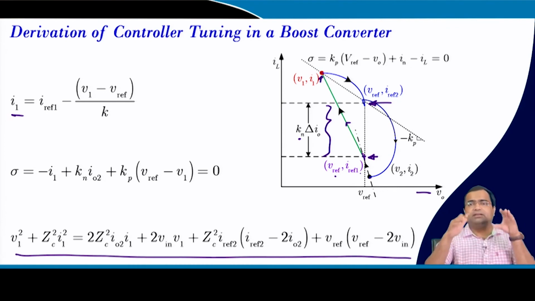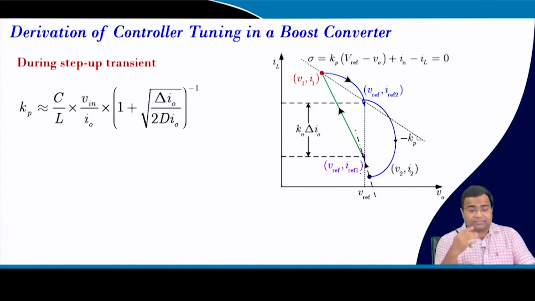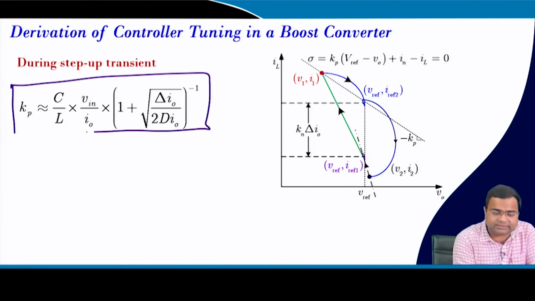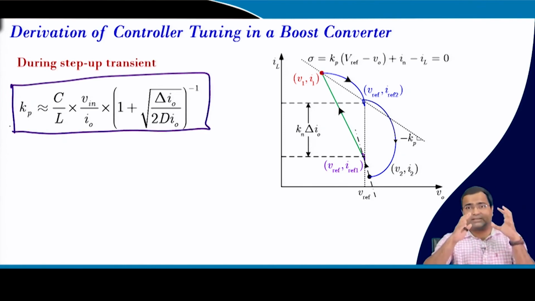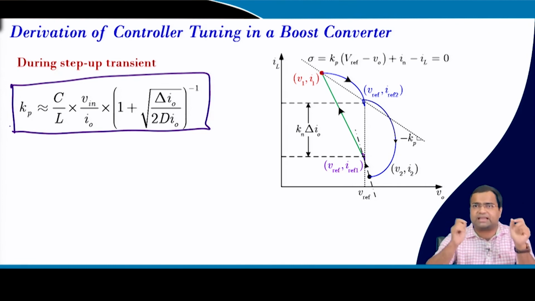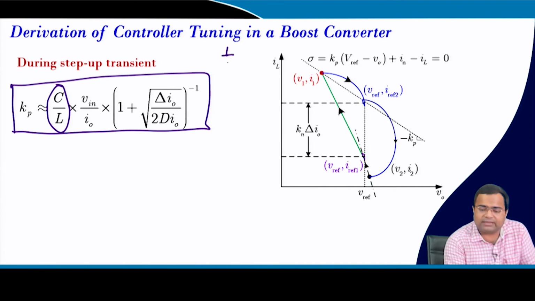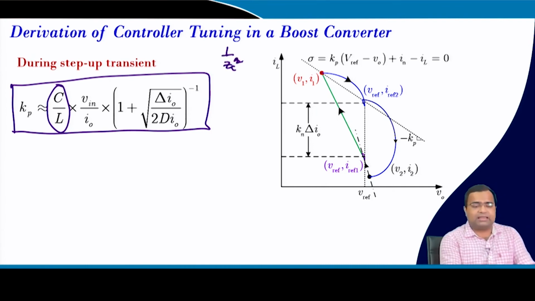IREF1 is the reference current before transient, IREF2 is the reference current after transient. If you substitute and solve it, you will get an approximate. The original equation is quite complex, but it is approximate because there are some terms which have almost negligible impact. If you separate out the actual terms which are dominating, you will get the approximate relationship, and this is nothing but our 1 by ZC square, the characteristic impedance square, and input by output.